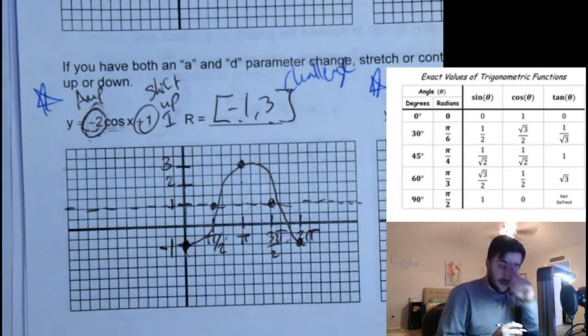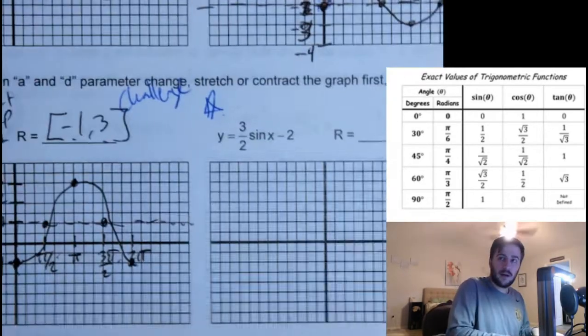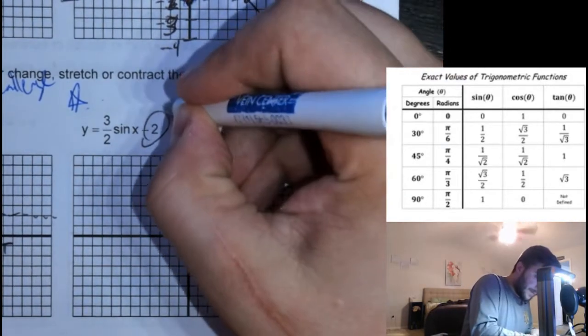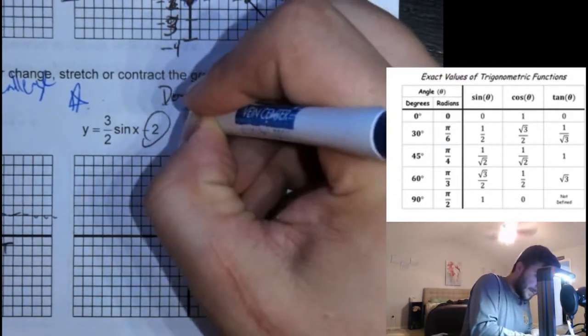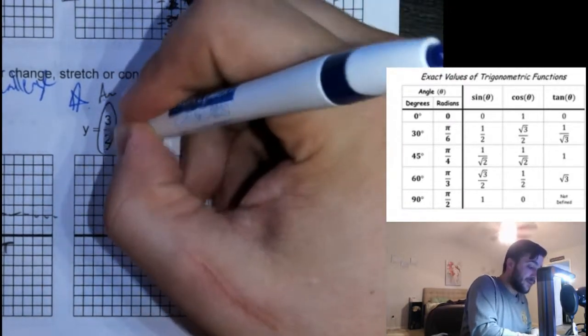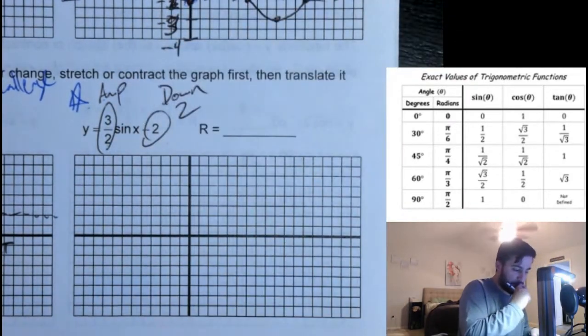Sine. Let's look at this next one over here. Okay, we'll look at you. So 2 things. Down 2 from this guy. Okay. And then this is going to be our amplitude. Our amplitude is going to be 3 halves. We'll see what happens when we have to deal with that.